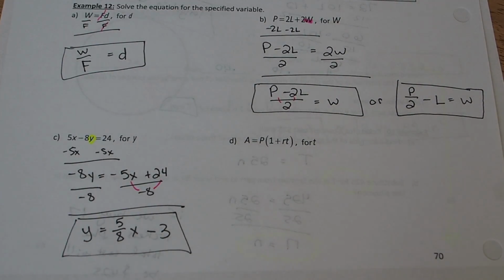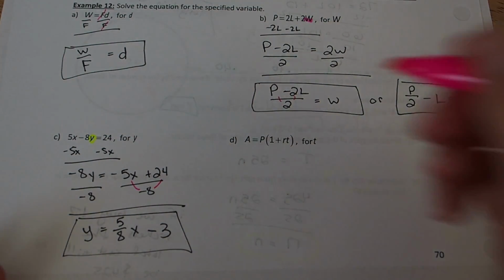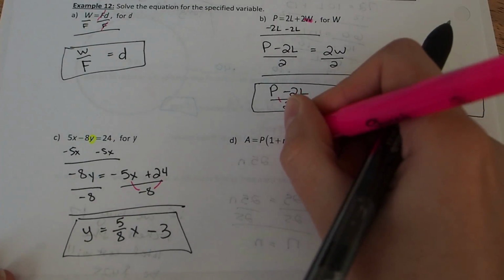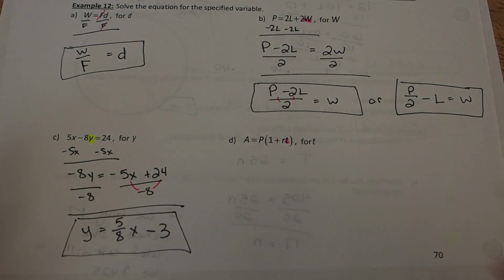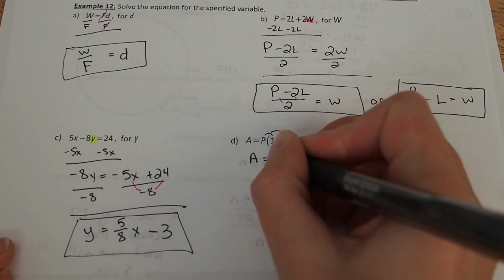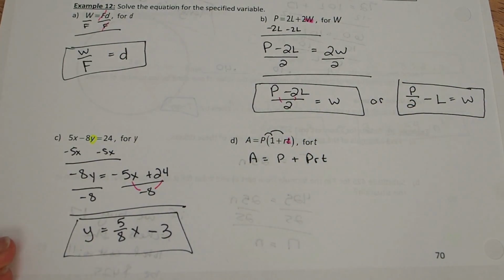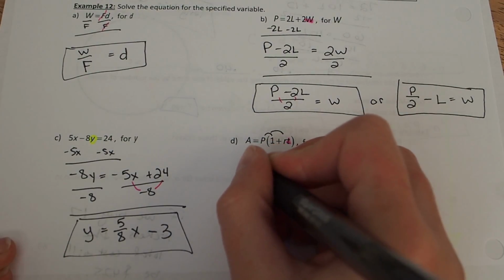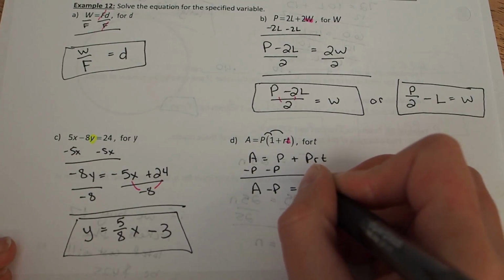Part D, I want to solve this next equation for t, and since t is inside of these parentheses, the first step is to deal with those parentheses, for example using the distributive property. So we'll go ahead and start there. So A equals P plus PRT. P times 1 is P, P times RT is PRT. And we're going to subtract the P from both sides. A minus P equals PRT.